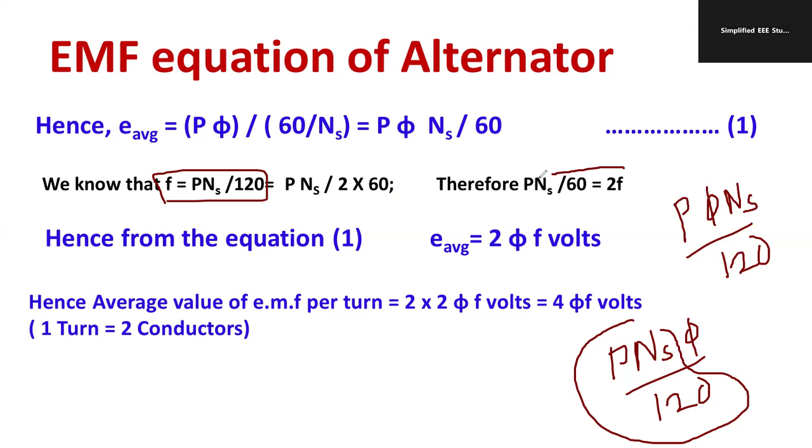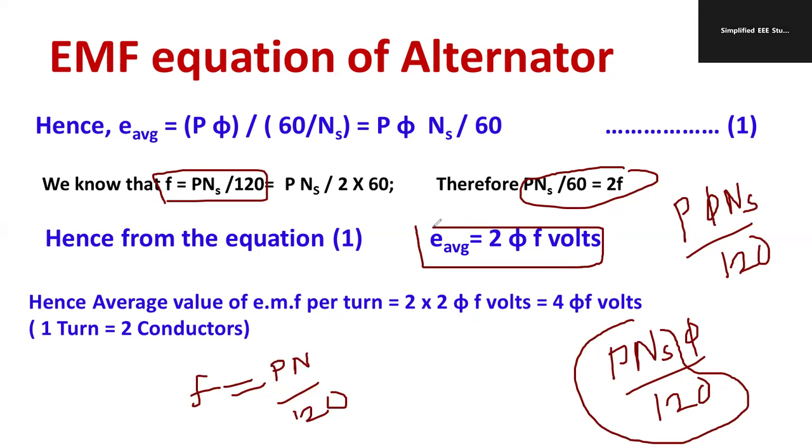How can we write P Ns by 120? P Ns by 120 is nothing but 2F. How did you get this? You already know that F is equal to P Ns by 120. So P Ns by 120 can be written as 2 into F. Therefore, E average can be written as 2 phi F volts. I think it's clear to everybody.